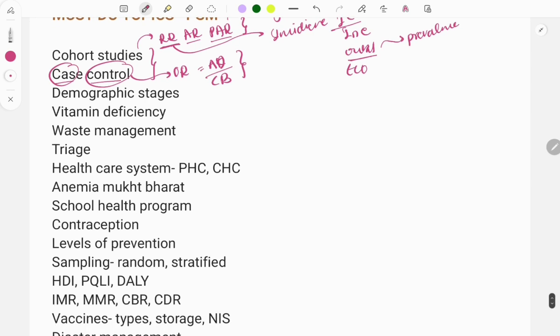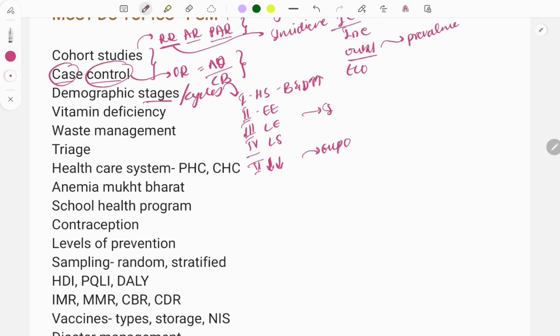Then moving on to the demographic stages and the demographic cycle. This cycle consists of five stages, 1, 2, 3, 4 and 5. You need to remember which stage stands for what. Like this one is the high stationary phase, in which the birth rate as well as the death rate is high. Likewise the second is the early expanding, then low stationary, and then declining. This one is seen in the European countries, and the third one is seen in India. So you need to remember India and the European countries.